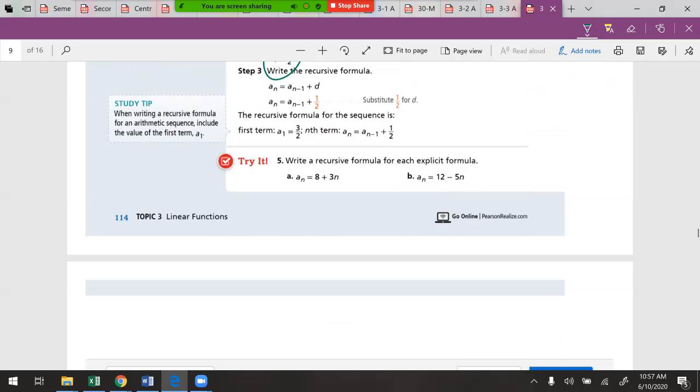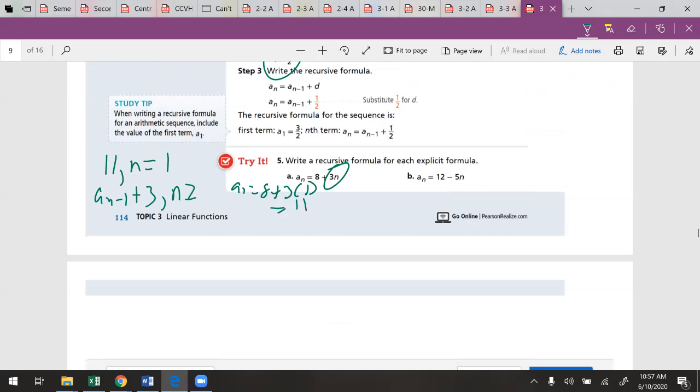Okay, let's do this one here, okay? We know the common difference. It's 3. Let's find the first number. Okay, 8 plus 3 times 1, that's 11. So if I write out the recursive part of this, the first number is 11. And then to find the next number, I'm adding 3. Voila, that's it.